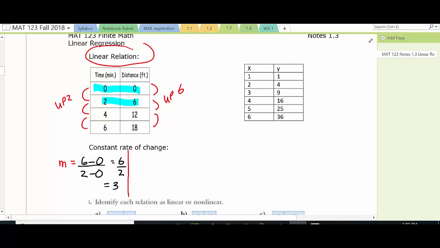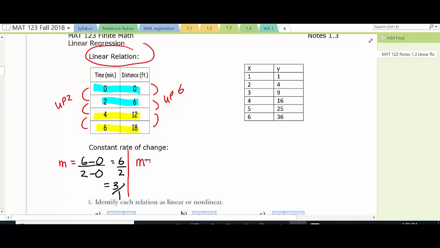And what that really means is that's 3 over 1, so it means every time the time goes up 1, the distance goes up 3. Okay, that's what that means. And now let's put these 2 together. Let's find the slope of these 2 and see if it's the same.